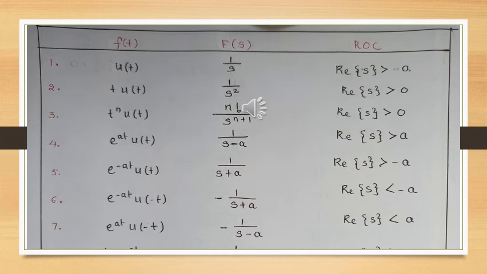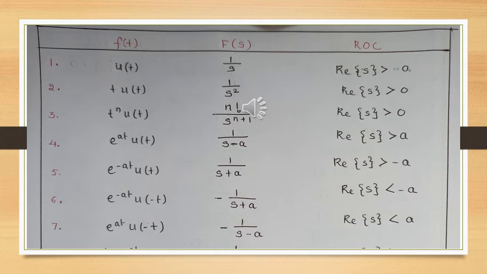Starting with the first signal, we have u of t. Laplace transform of u of t is 1 divided by s. Coming to the ROC, we know that the denominator is equated to 0 in order to find the poles. So we have s is equal to 0. Now since u of t is a right-sided signal, we have ROC equal to real of s greater than 0.